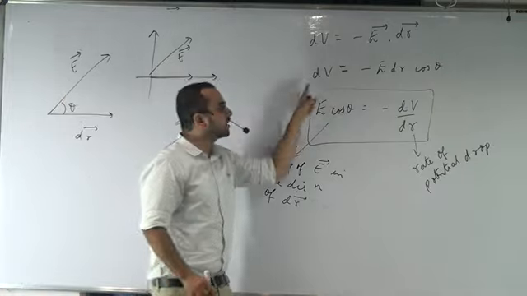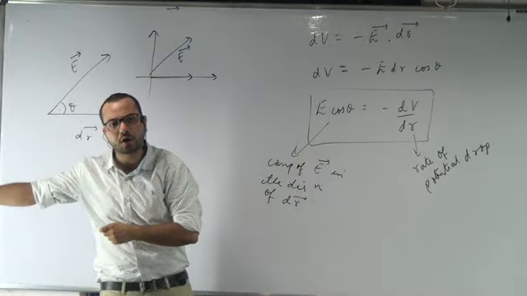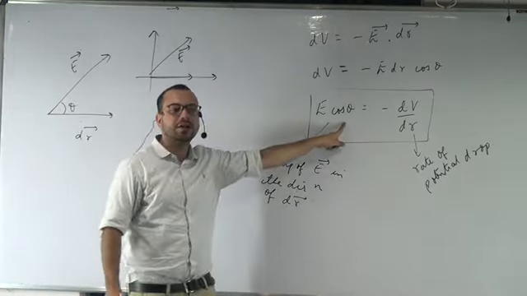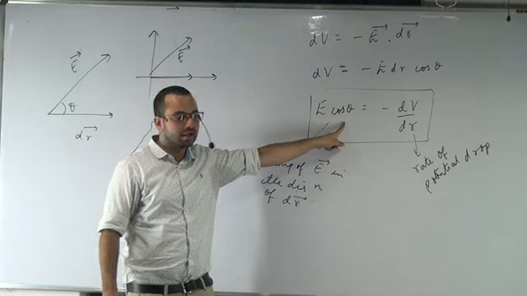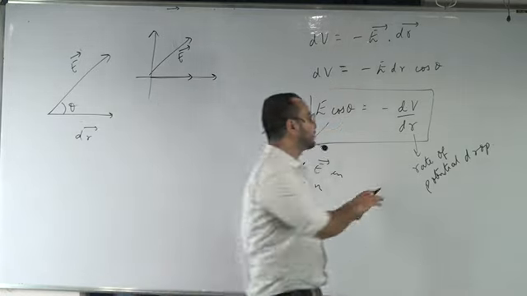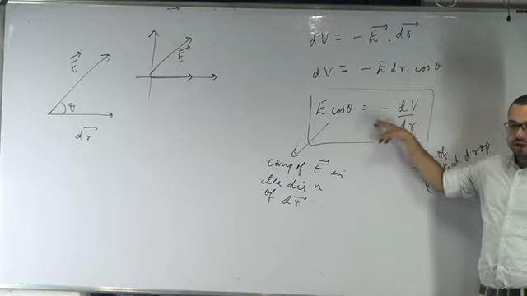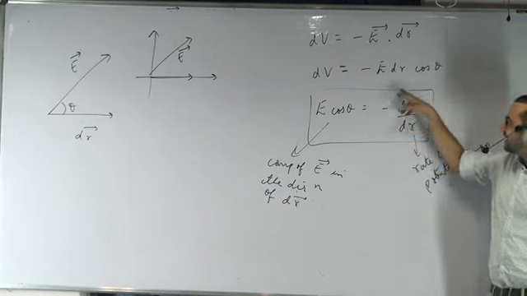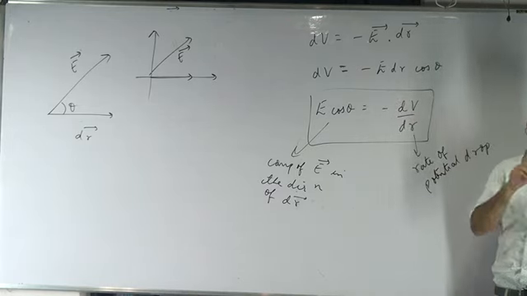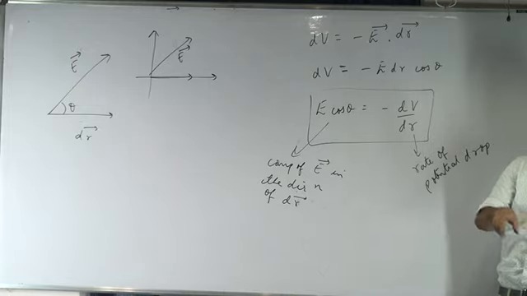Okay, so E cos theta should be what? Positive. If there is a component of field in this direction, E cos theta should definitely come out to be positive. If E cos theta comes out to be positive, minus dV by dr should also come out to be positive. The minus sign is already there, so dV then has to be what? Negative. I am saying that again.